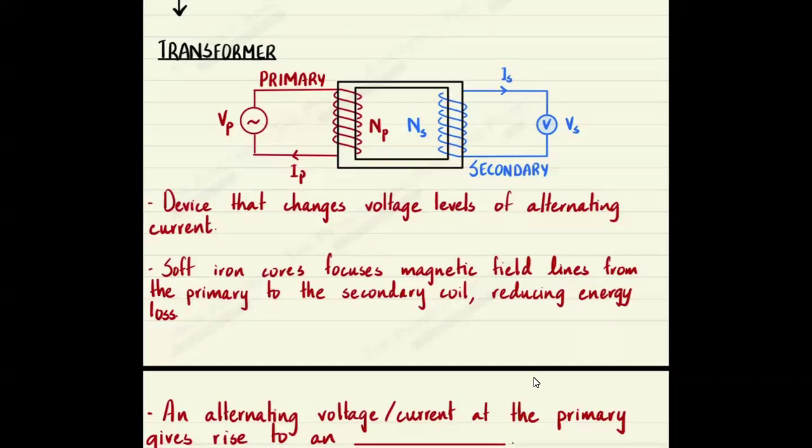So we're continuing our discussion on the second part of electromagnetism. Most of it is already done, just a few small concepts are left. One of those which we'll be discussing in this video is the idea of the transformer.